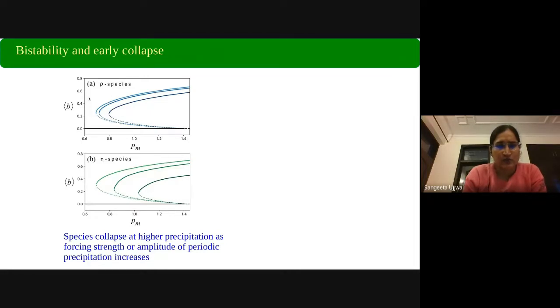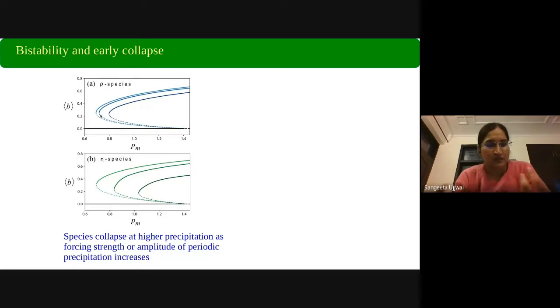So if we look at these figures, on the top panel we have rho species, and these three curves have been plotted for different values of forcing amplitude A. For the extreme left curve, A is zero. So here the species collapses at, say, this point P1. But as we increase the forcing amplitude, the species collapses at a much higher value of precipitation. If we further increase the forcing amplitude, it can collapse at an even higher value of precipitation.